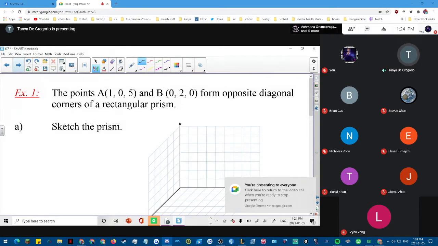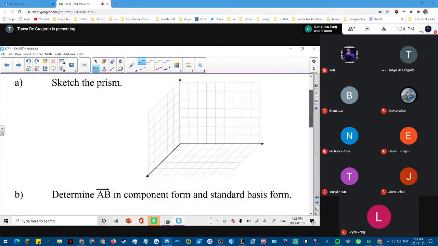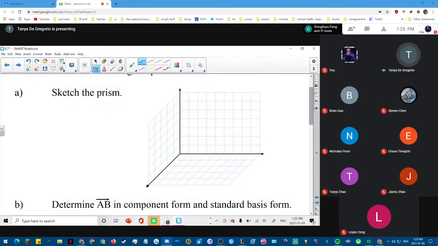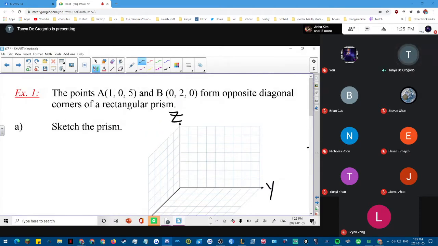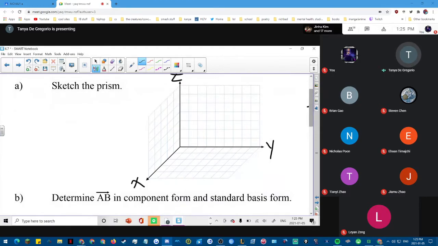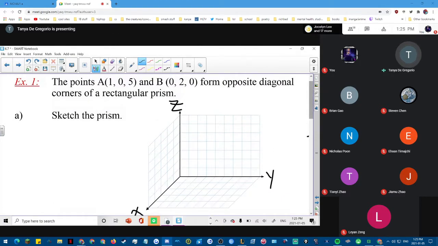I have points A, B, and they form opposite diagonal corners of a rectangular prism. So we are going to draw this together. So guys, this is my X. This is my Y. Z is the vertical axis. Okay, and we're always going to draw our planes in this order, just like this.